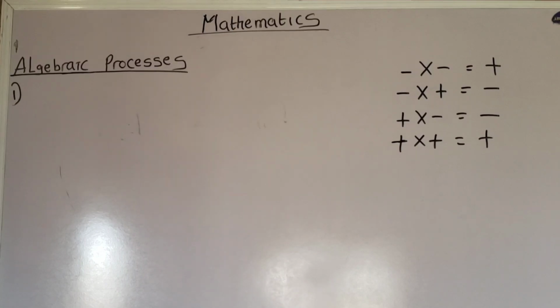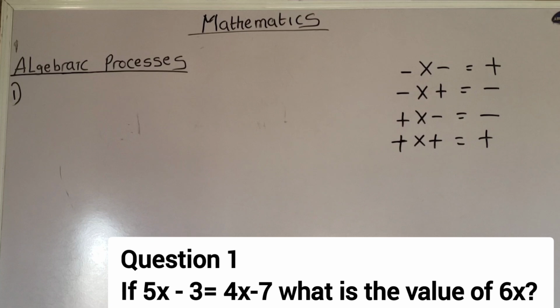In this video, we're going to solve a series of questions on simple linear equations involving one variable. Okay, let's start with the first question. If 5x minus 3 is equal to 4x minus 7, what is the value of 6x?